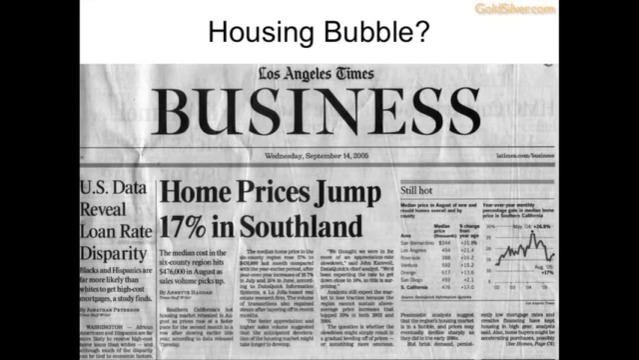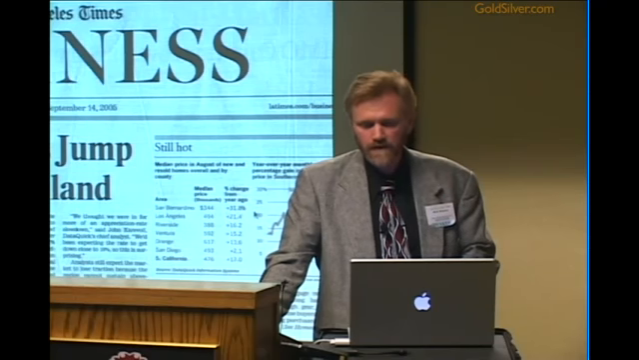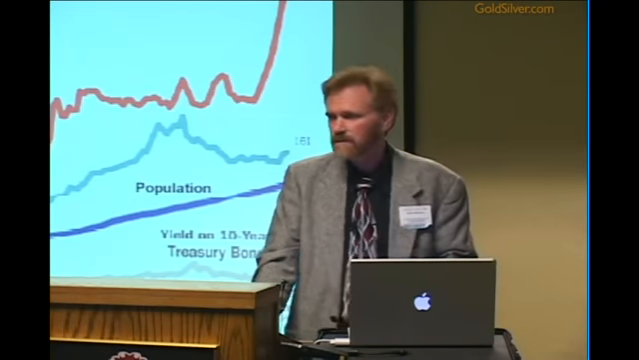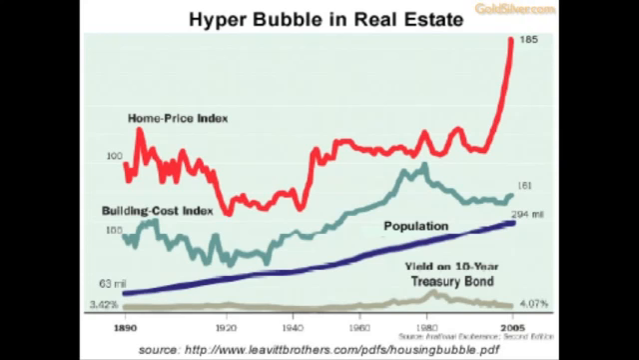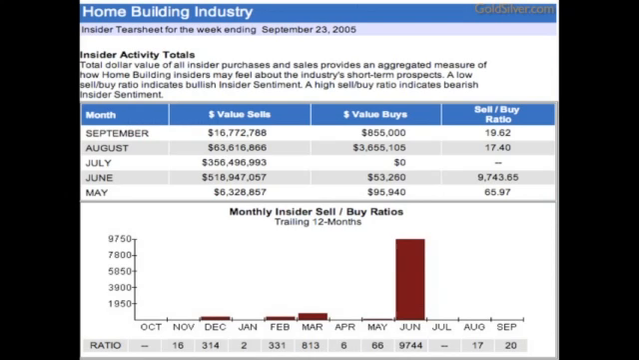This is out of the local newspaper in Los Angeles. Home prices jumped 17% in the Southland. Do we have a housing bubble? No, we've got a hyper bubble. Inflation-adjusted home price index back to 1890. This is the cost of building the home. This is the population and the 10-year bond yield. Home prices are just in lunaticsville.